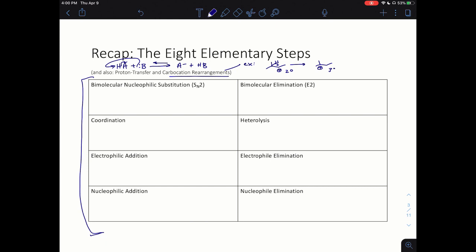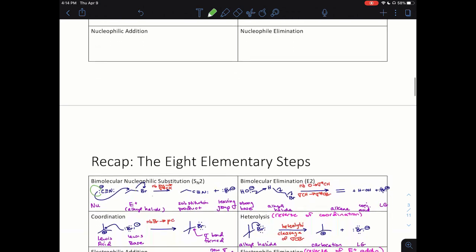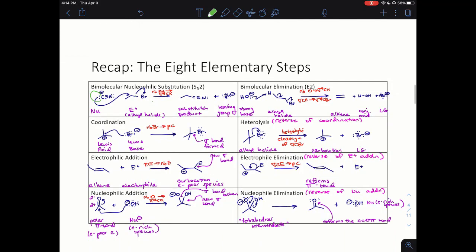So excluding those 2 types of steps in the reactions of organic compounds, we want to think about these other 8 steps. So go ahead and see if you remember what each of these were, if you can describe the pattern represented by each of these 8 steps. Last chance to pause. Okay. So we're going to look at each of these steps one by one.